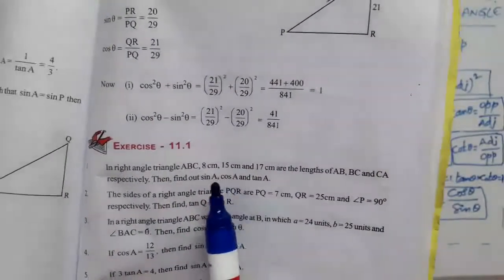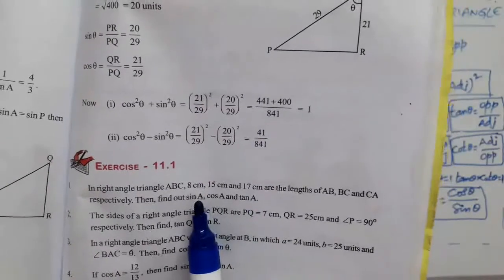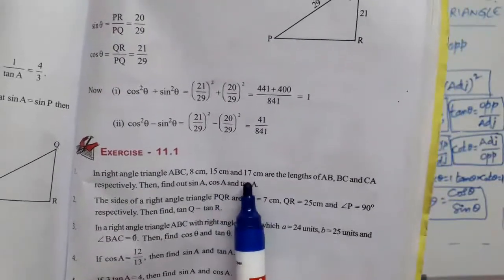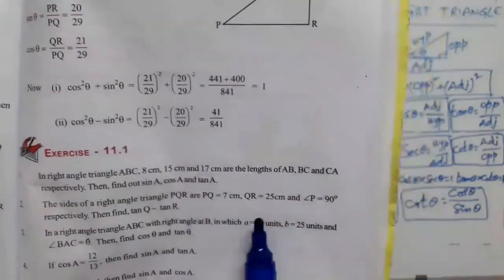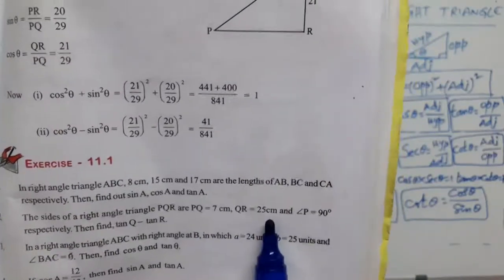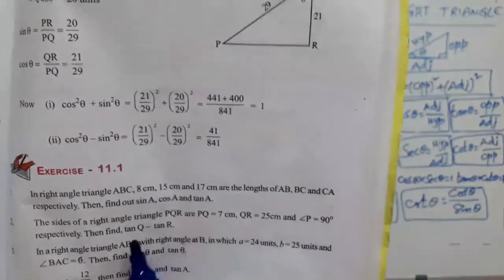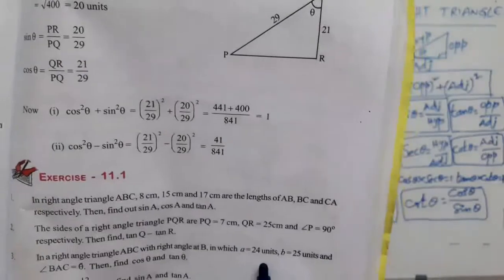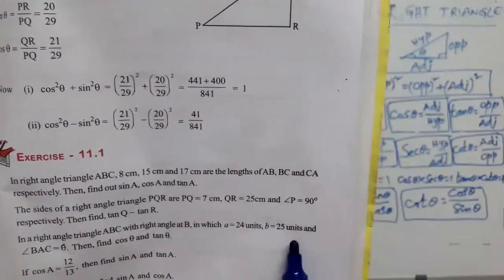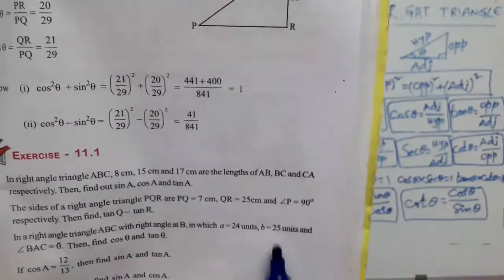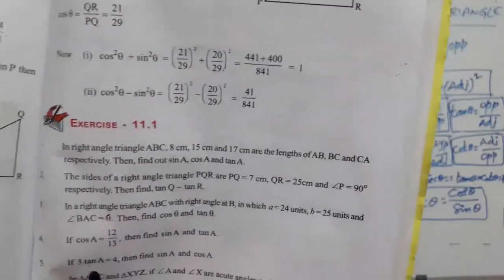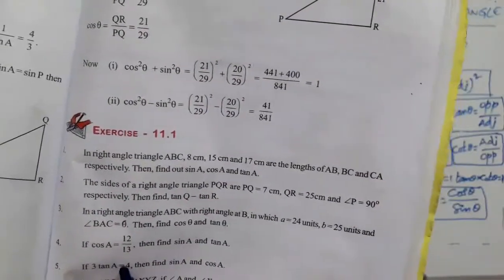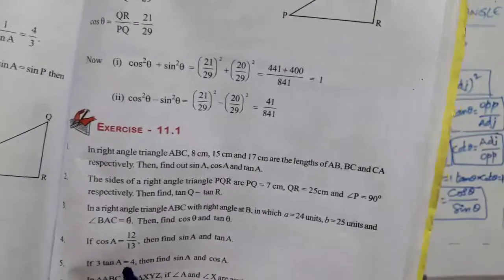First 3 questions: lengths of sides are given, 8 centimeters, 12 centimeters, 17 centimeters in the first question. In the second question, 7 centimeters, 25 centimeters. Lengths of sides are given, not ratio. Third question, here also 24 units, 25 units. Lengths of sides are given, not ratios. But in the fourth question, ratio cos A is given. Right, be careful in this type of questions.